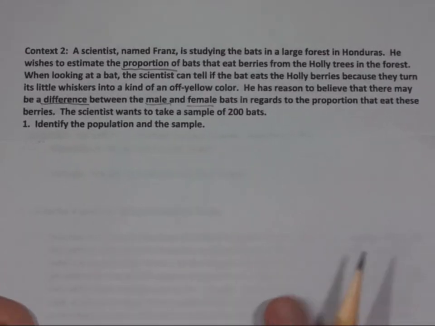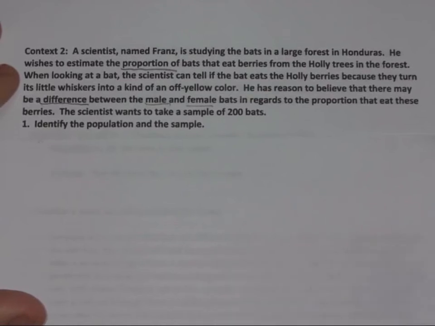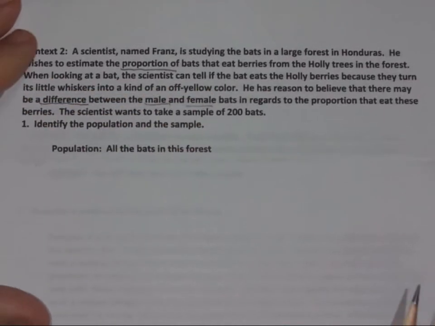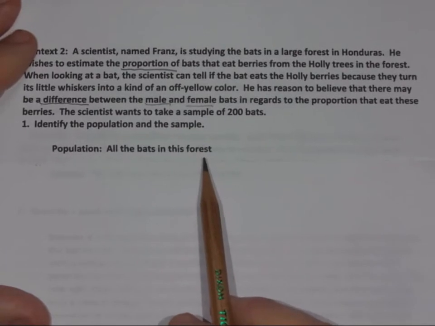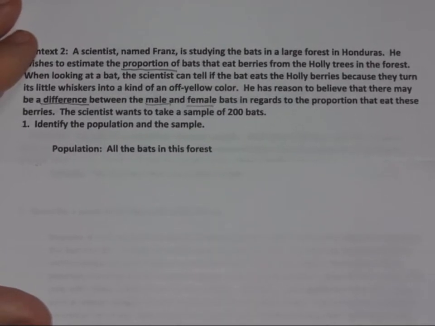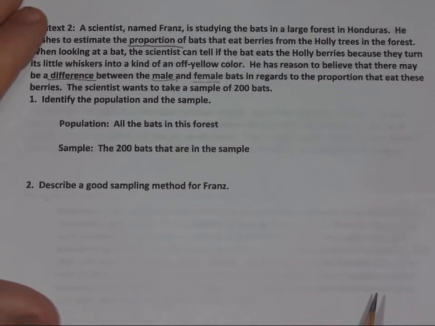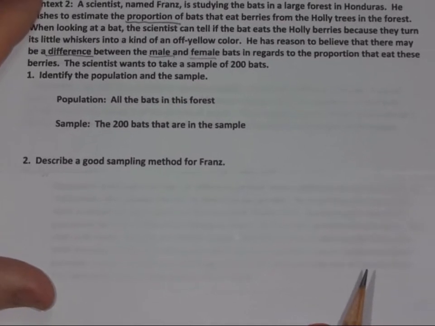All right, so first of all, it asks us to identify our population and our sample. The population is the whole group you want to know something about. And the whole group we want to know something about is all the bats in this forest. That is our population, not any other type of animal, and no bats outside of the forest. That's the group we want to know. And what is the sample? The sample is the 200 bats that are in the sample. Okay, of course. Now, question 2, describe a good sampling method for Franz.